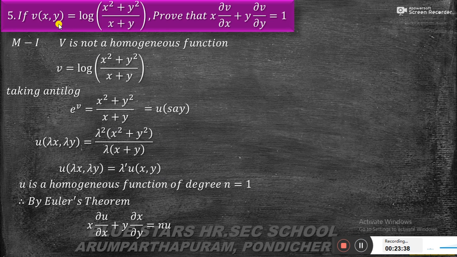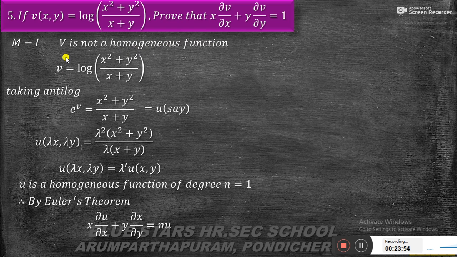Next, the fifth problem. If v of x, y equals log of (x square plus y square) by (x plus y), prove that x into dou v by dou x plus y into dou v by dou y equals 1. You see, v is not a homogeneous function.